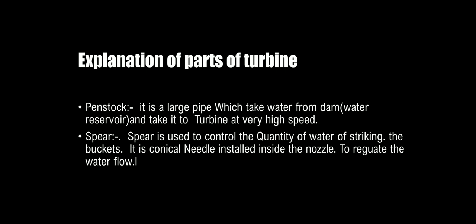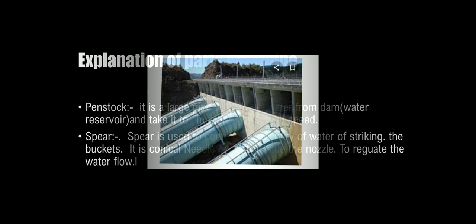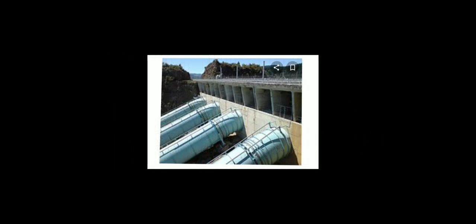What is a penstock? It is a large pipe which takes water from the dam to the turbine at a very high speed. Better you see the picture and understand clearly and clarify your doubts. This is the penstock, the blue pipe shown on the screen. It brings the water from the dam, and it gushes in the penstock at a higher pressure and hits the buckets with more pressure, which increases the efficiency of the plant. Okay, this is the penstock.